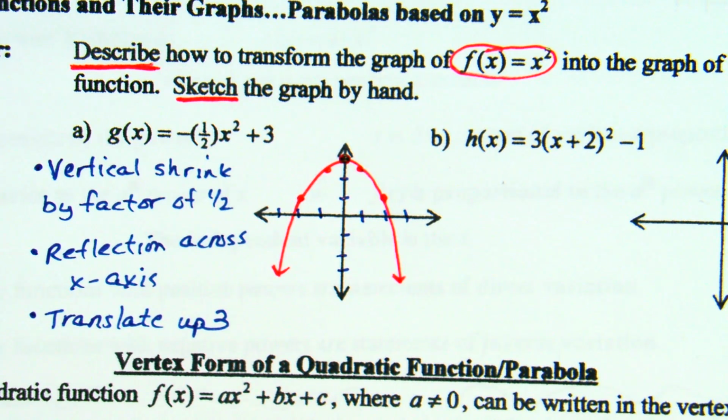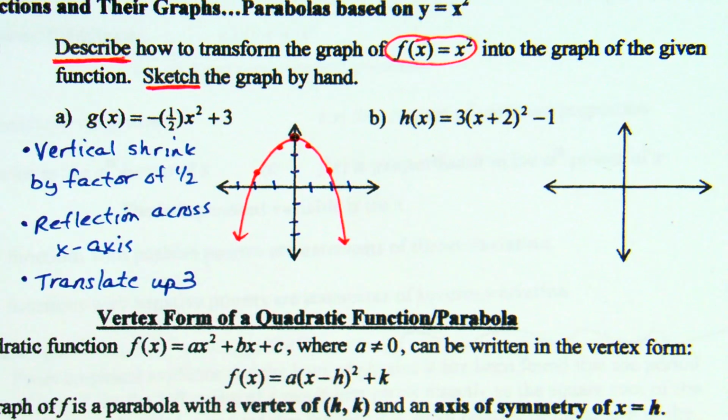Okay, shall we try B? We should be able to get through B and might not get much farther. So B, h of x is 3 times x plus 2 quantity squared minus 1. Down 1, left 2, stretch 3. We got all that?